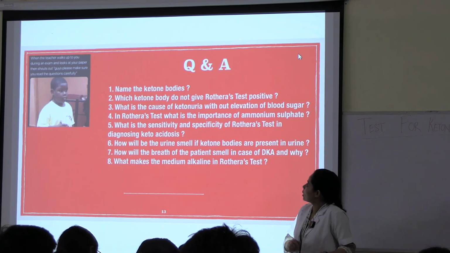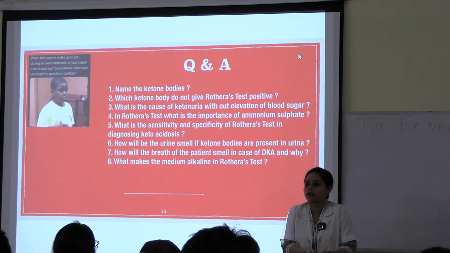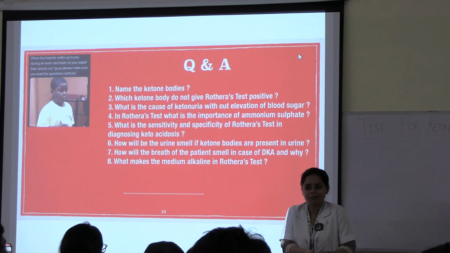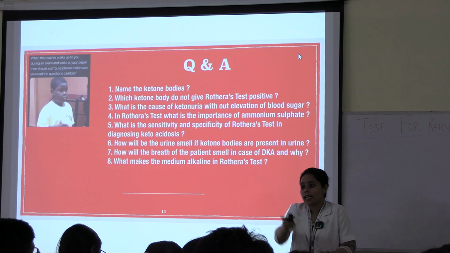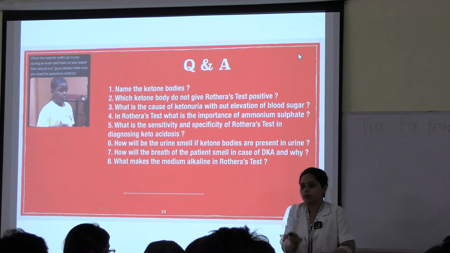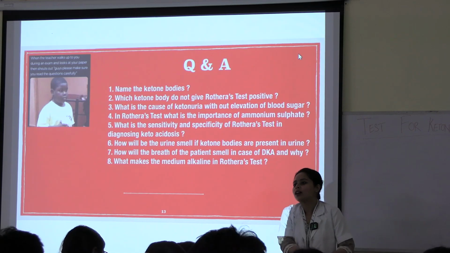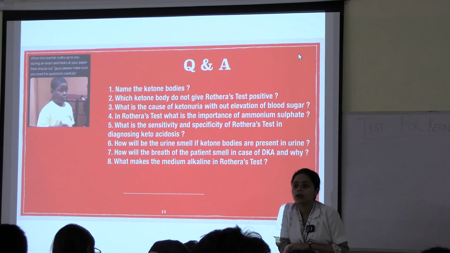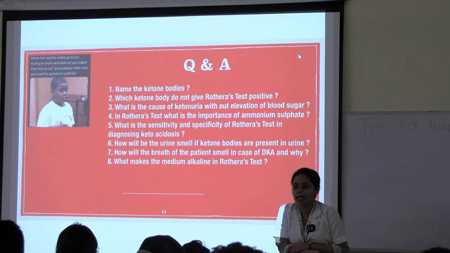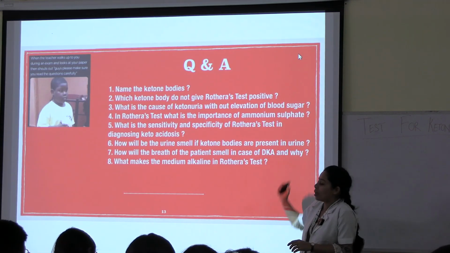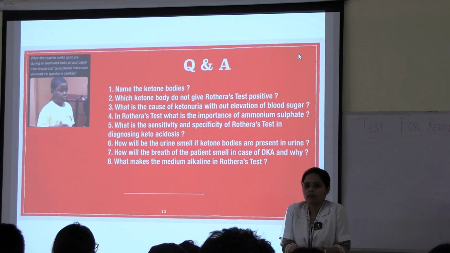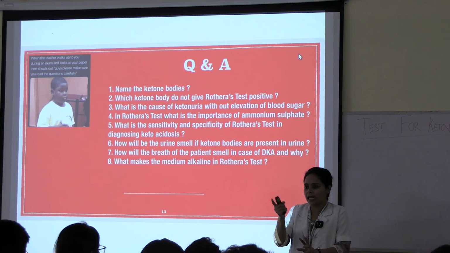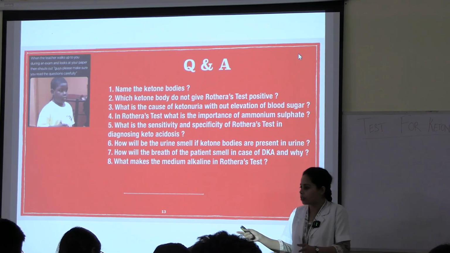Now in Rothera's test, what is the importance of ammonium sulfate? It's wrong. What makes it alkaline? Liquor ammonia makes it alkaline. So what does this ammonium sulfate do? Exactly. It clears the urine of proteins and other byproducts for the reaction to take place.